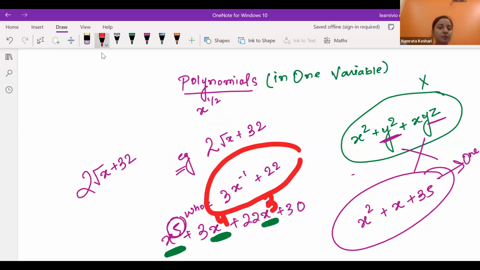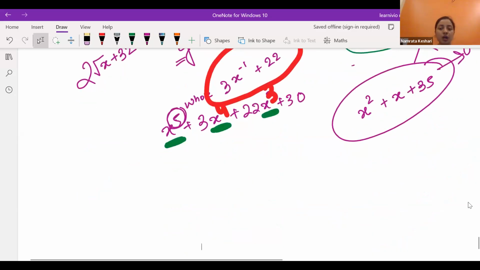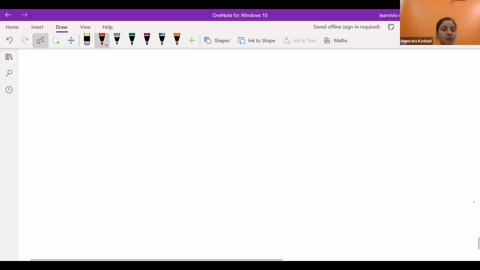Okay, next example which I have given initially, this 3x to the power minus 1 plus 22. Here only one variable is there. Yeah, power of the variable is a whole number. Is it a whole number? No. No, it's not a polynomial. Clear? Okay, ma'am. Okay, so from here, polynomial came from where? Algebraic expression. Okay, it came from there only, but there are two conditions which apply over here. So far, any confusion, Salva?